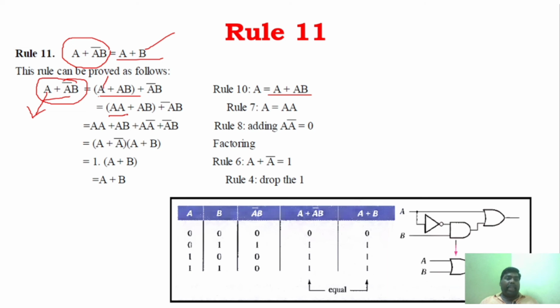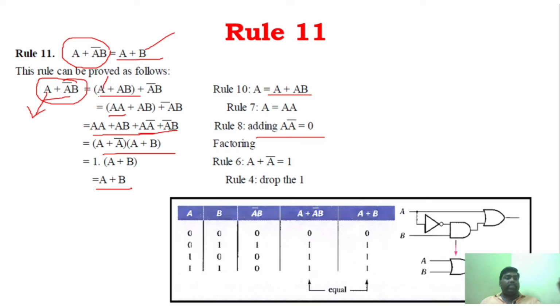So A, and again I'm going to add A into A bar by using rule number 8, right? Rule number 8 says that A into A complement is equal to 0, so adding this has no value. I am adding this so that I can easily factorize this as (A plus A bar) and (A plus B). Now we know that according to rule number 6, A plus A bar is 1, and 1 into (A plus B) is nothing but A plus B, right?